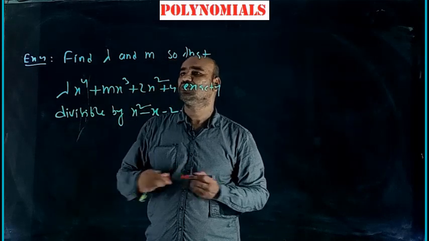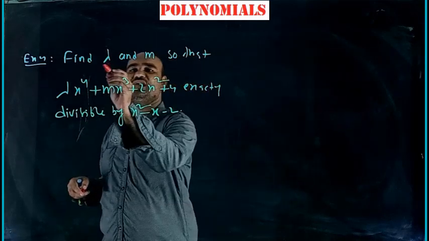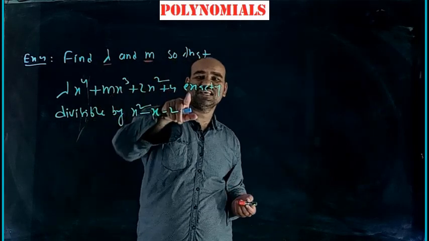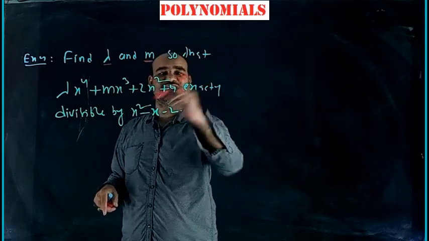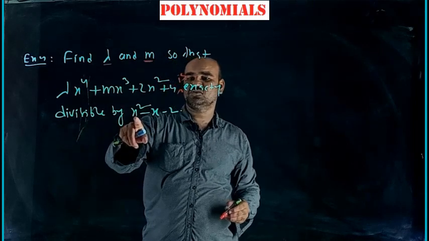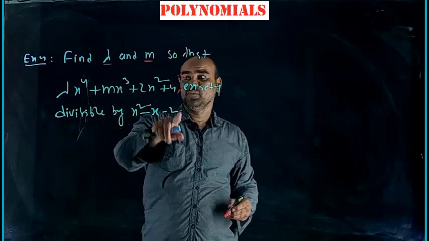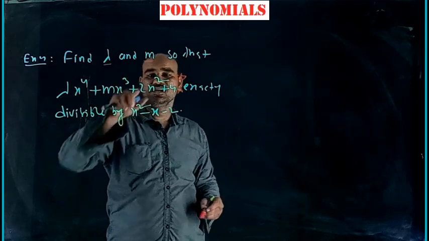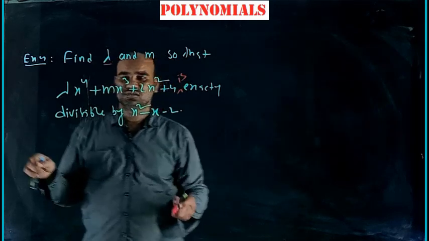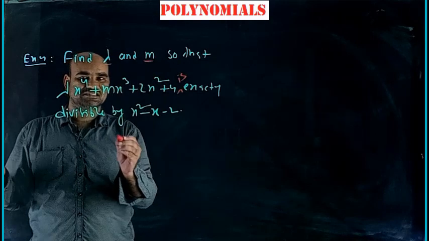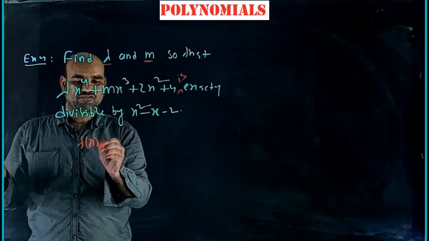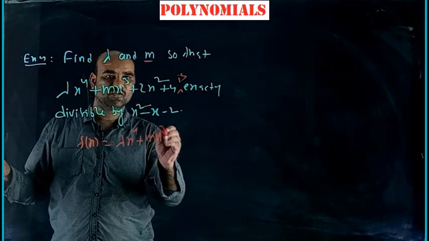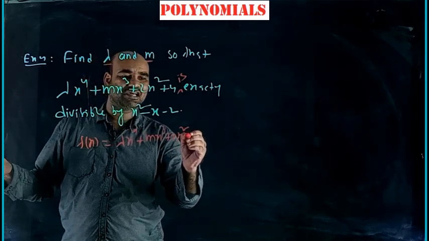example 4. Find the values of lambda and m so that this polynomial is exactly divisible by x square minus x minus 2. Means this polynomial, when divided by x square minus x minus 2, leaves remainder 0. Okay, let that be taken as f of x. F of x is taken as lambda x power 4 plus m x cube plus 2x square plus 4.